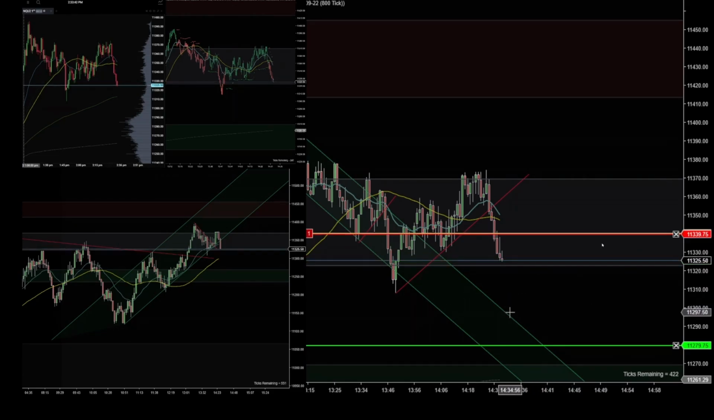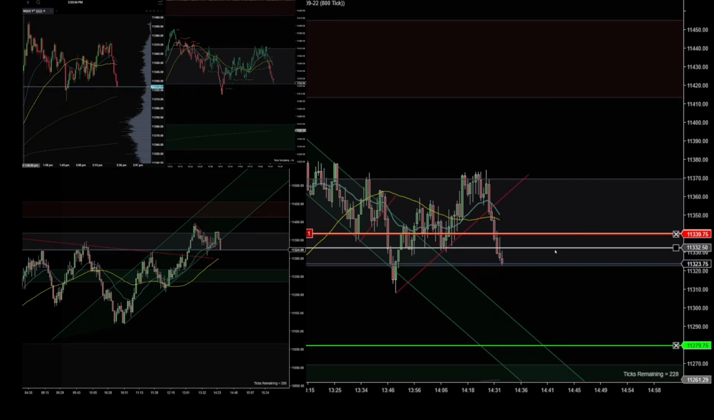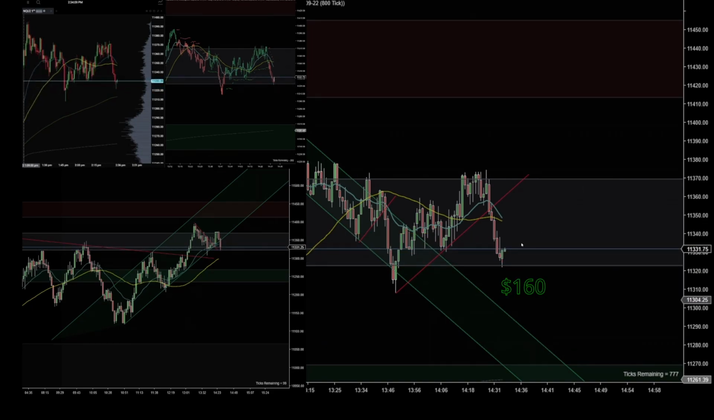So I just moved that target. Target filled. Okay, first target is filled, bringing down my stop loss limit here. Stop filled, and it stopped me out there.